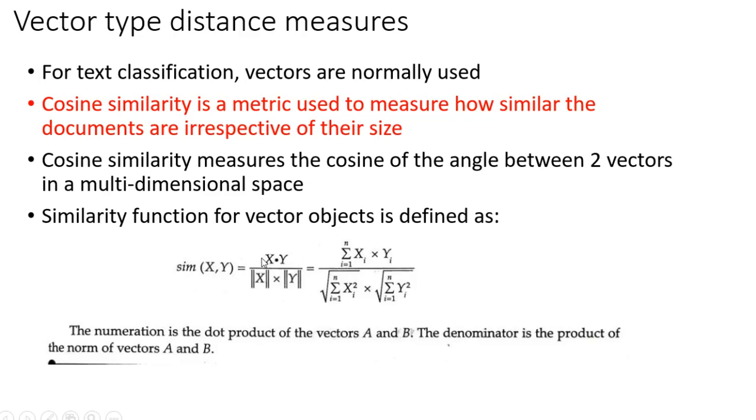As I said, the numerator is actually a dot product and the denominator is a product of the norms. We call this a norm. So that's it. In this session, I have covered most of the theory questions that can be asked in clustering. So next session, let's start with the problems.